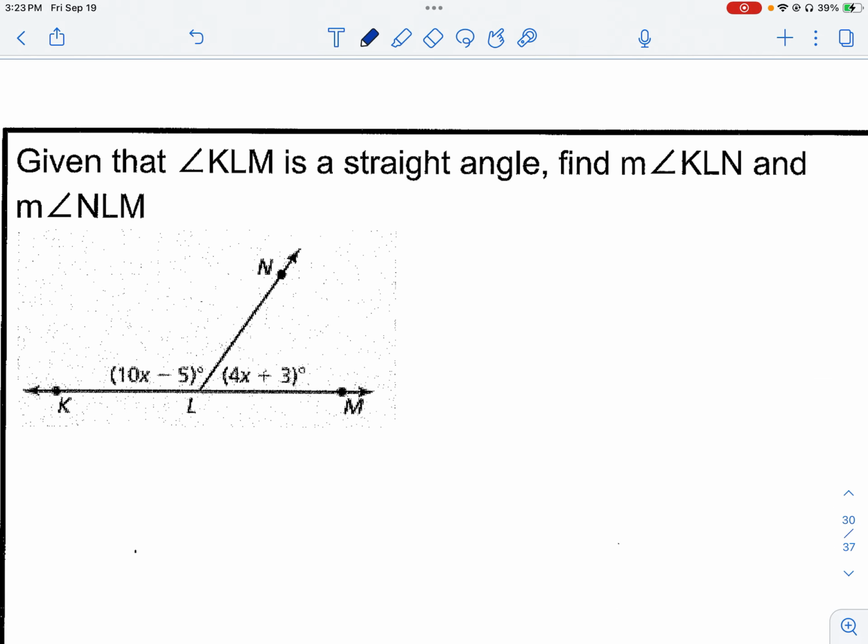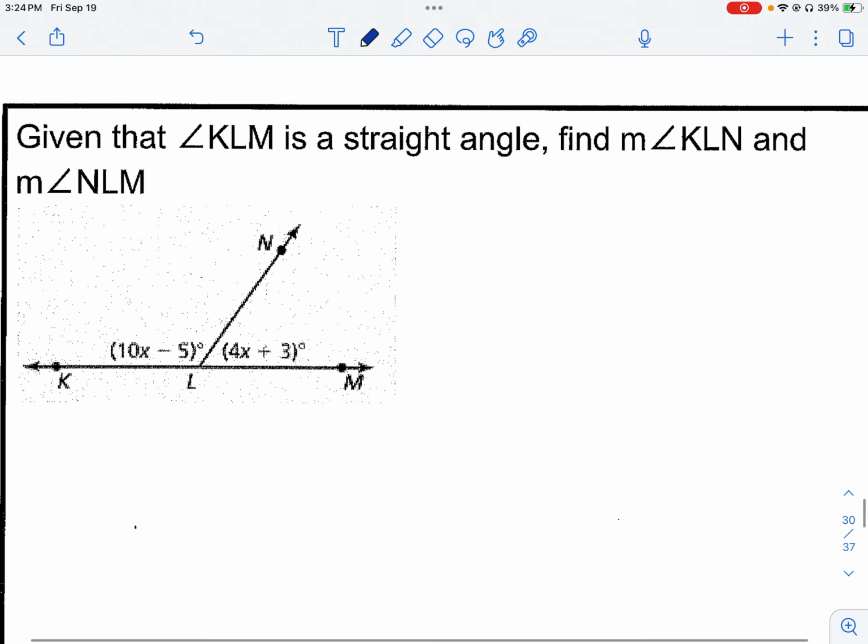All right, so now you're going to have to remember some stuff that we had talked about previously. Go ahead and solve this problem. Stop the video, solve the problem, and then start it back up and see how you did. All right, so KLM is a straight angle. Straight angle is 180 degrees. So we know that the measure of angle KLM equals 180.